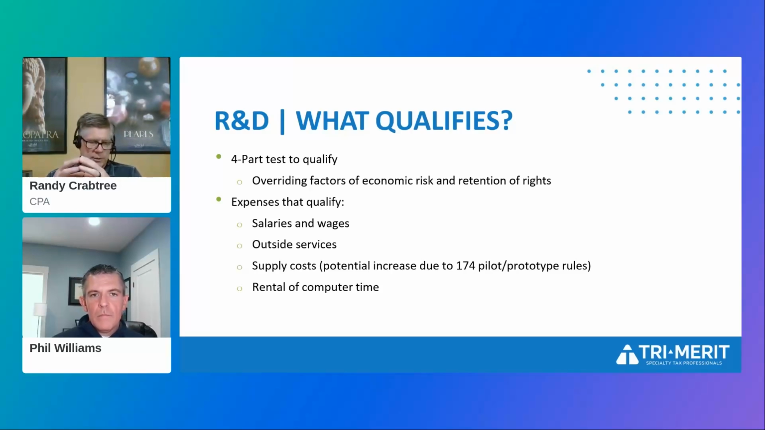This prototype rule said that if we had uncertainty in the entire process of developing a prototype, then every cost that went into that was considered a 174 expense. Not necessarily a 41 expense, but a 174 expense. Could some of those have been converted to a 41? Yeah, I think you can.